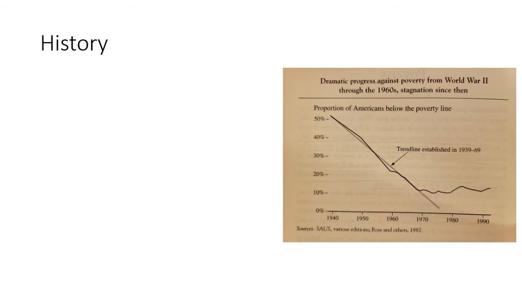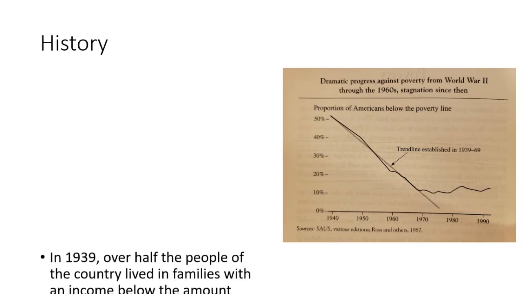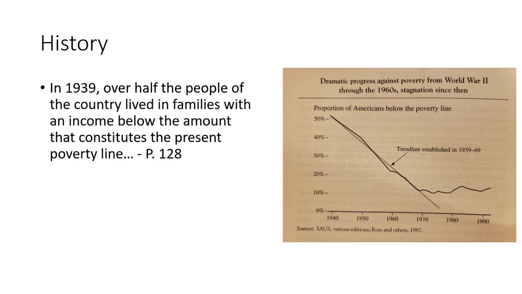As you can see, there is a graph on the right-hand side: dramatic progress against poverty from World War II through the 1960s, stagnation since then. In 1939, over half the people of the country lived in families with an income below the amount that constitutes the present poverty line. As you can see there, just before 1940, over 50% of Americans were living below the poverty line.